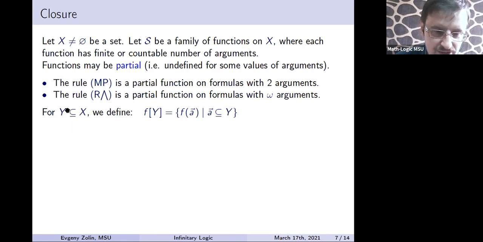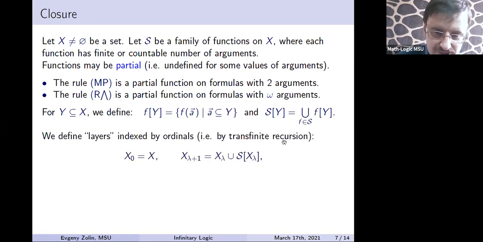So if we have some subset Y of X, then its image for the function f is the set of all values where its arguments are from the set Y. And the image for the family of functions is the union of all images for f.